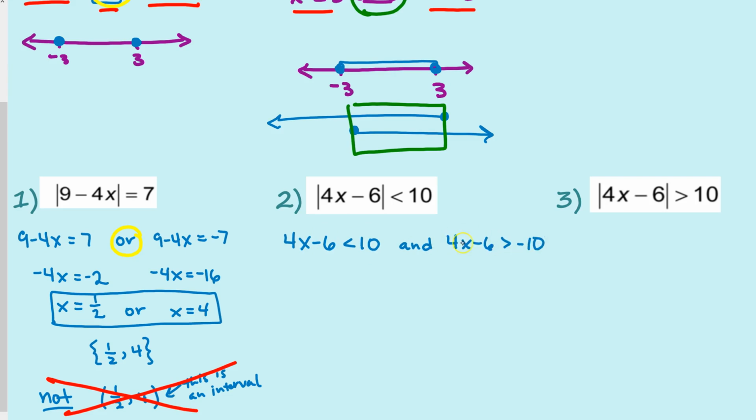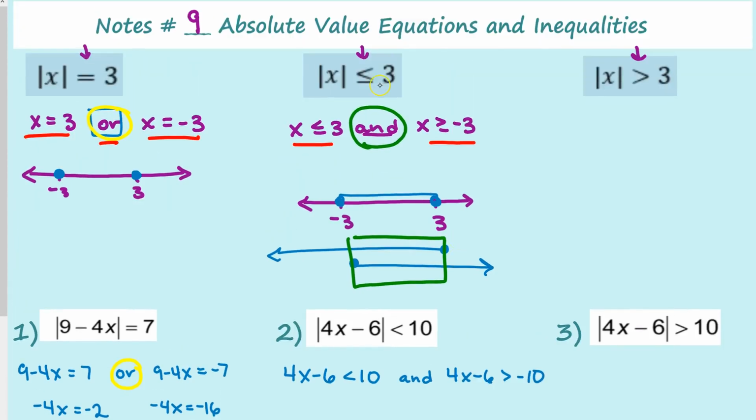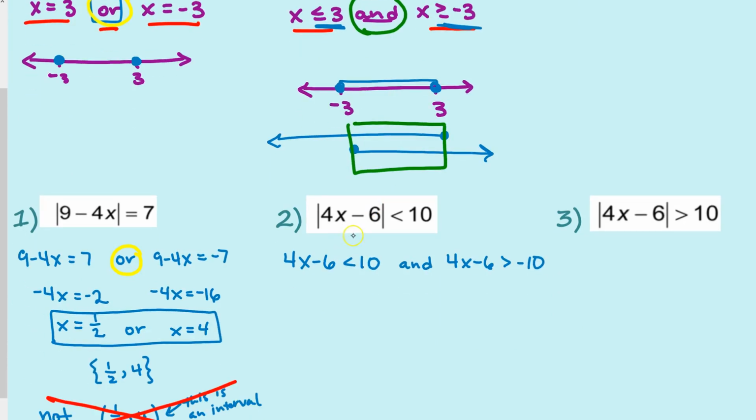See, if we look up above, what happened was we had less than or equal to 3, so one of them had less than or equal to 3, and the other one had greater than or equal to negative 3. You always end up switching it like that.